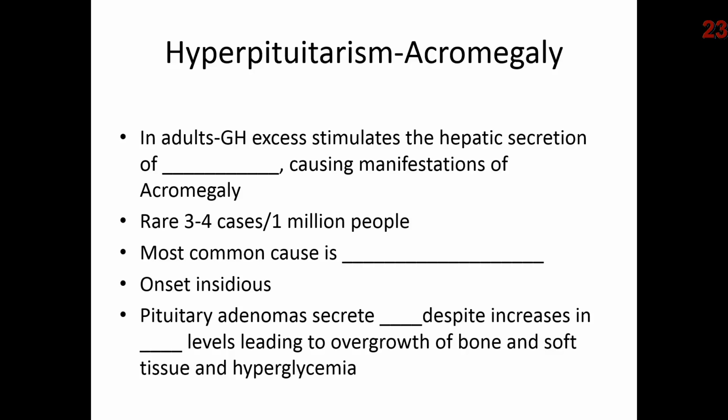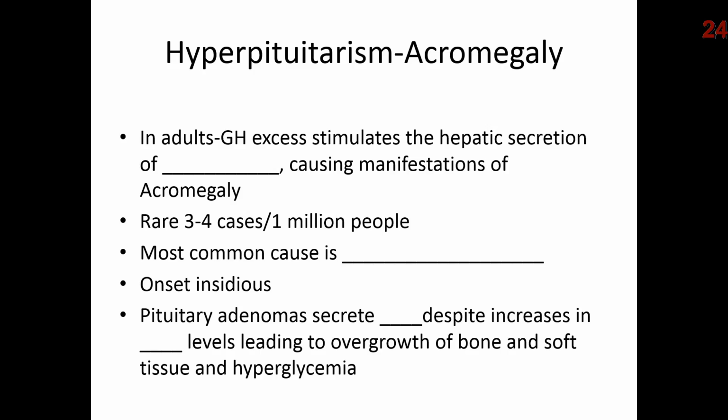In adults, when we have too much growth hormone, again, it works on the liver. So we have too much growth hormone secretion floating around, and the liver senses that and secretes insulin growth-like factor 1, IGF-1. And because that insulin growth-like factor is circulating, it causes the manifestations of acromegaly. Acromegaly is fairly rare, about 3 to 4 cases of every million people. However, if you look at the Guinness Book of World Records or sometimes watch TLC, they'll have many programs about people that do live with this disease.